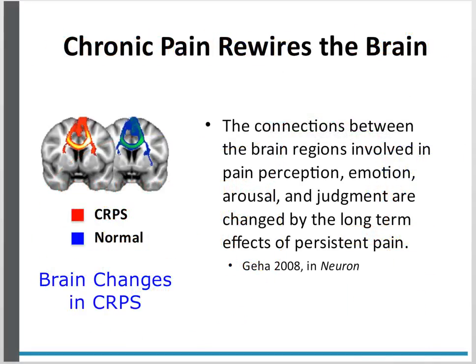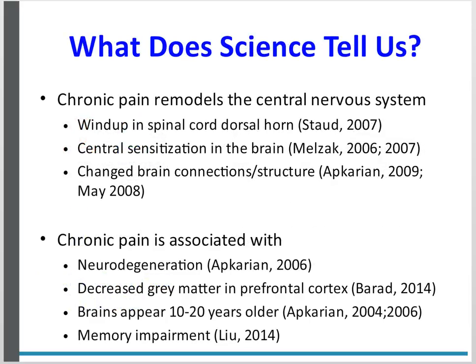What we have learned from scientific studies is that chronic pain begins to rewire the brain. The connection between brain regions involved in perception, emotion, arousal, judgment, cognition, and other factors are changed by the long-term effects of severe pain. In the diagram here on the left, you can see how the brains of patients with CRPS and without CRPS function differently. So what have we learned from science? Chronic pain, over the course of time, remodels the central nervous system.